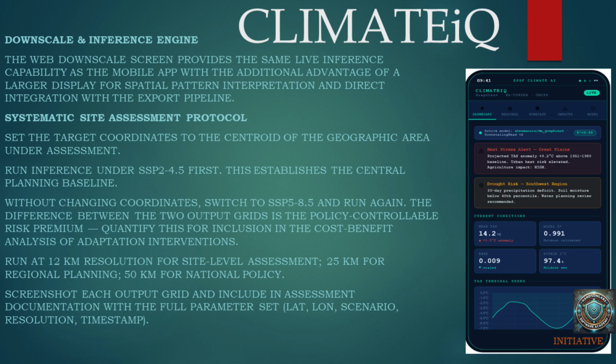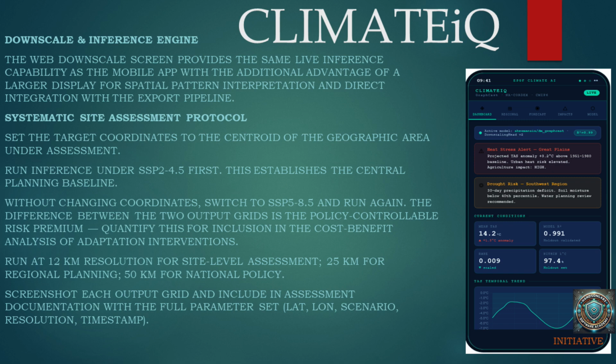Run inference under SSP 2-4.5 first. This establishes the central planning baseline without changing coordinates. Switch to SSP 5-8.5 and run again. The difference between the two output grids is the policy-controllable risk minimum. Quantify this for inclusion in the cost-benefit analysis of adaptation interventions.